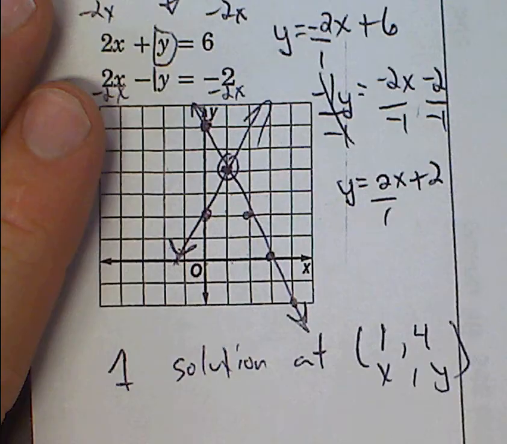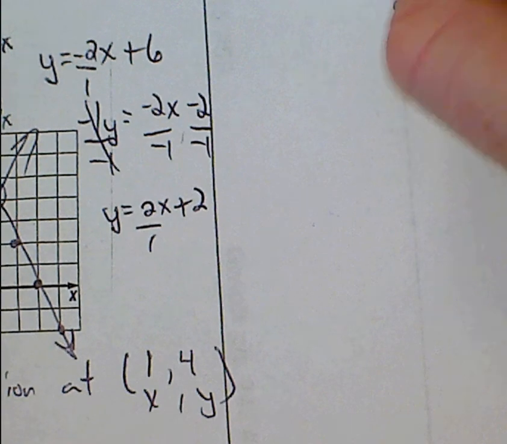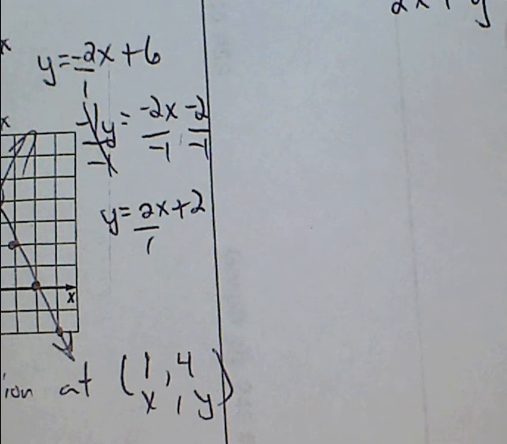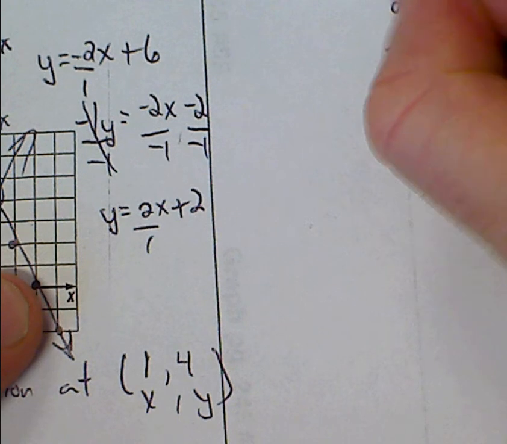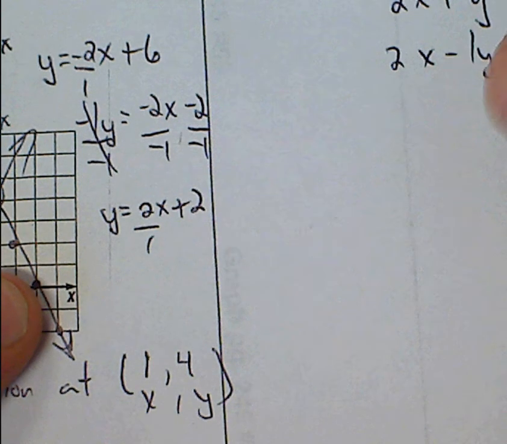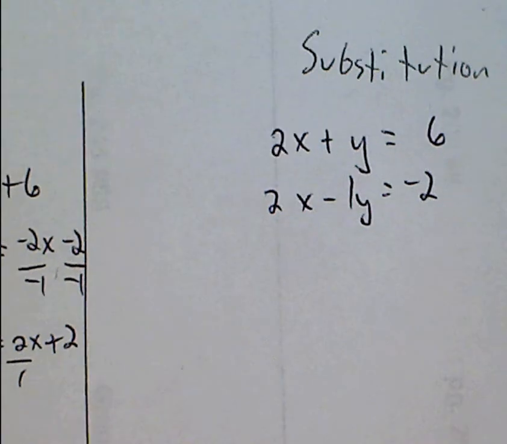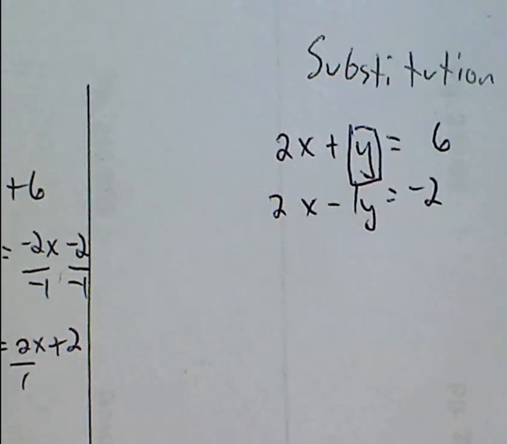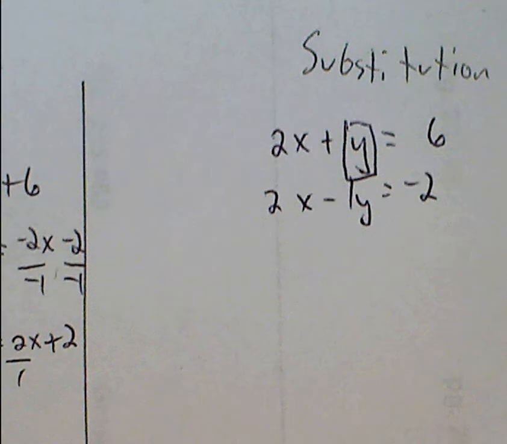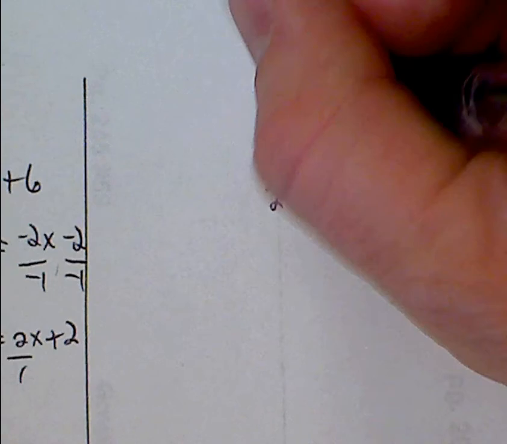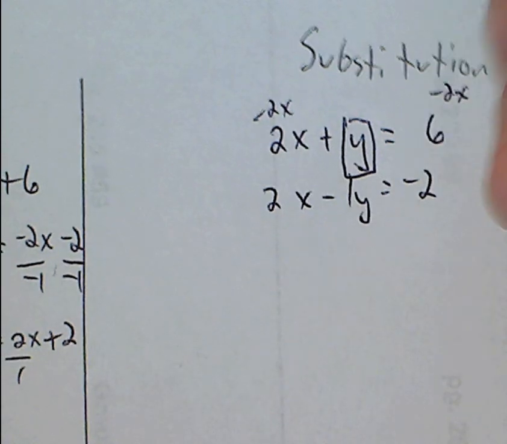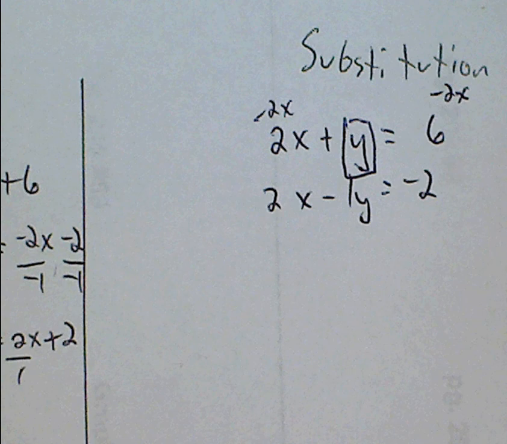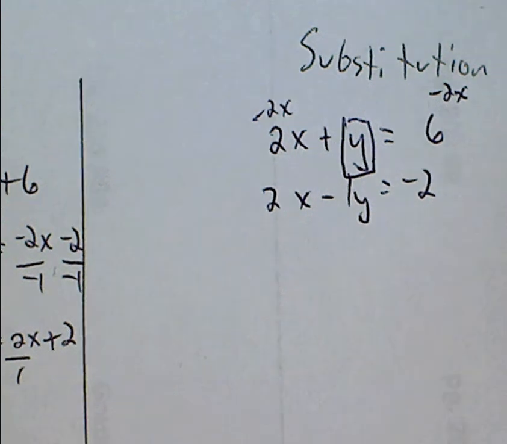Substitution. I have 2x plus y equals 6, 2x minus 1y equals negative 2. I need to get one of my variables by itself. So I'm going to go ahead and get the y by itself. I want you to pause the video right here, and go ahead and get the y by itself. Get rid of the 2x. Y equals negative 2x plus 6.